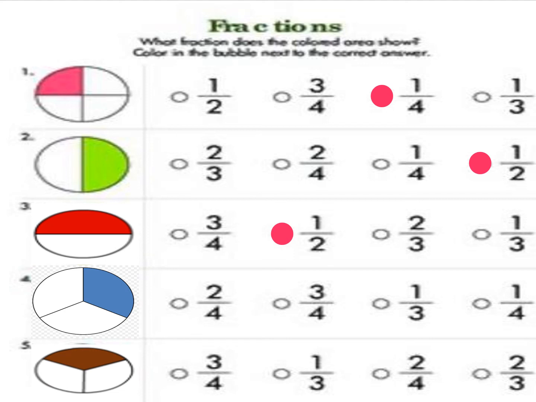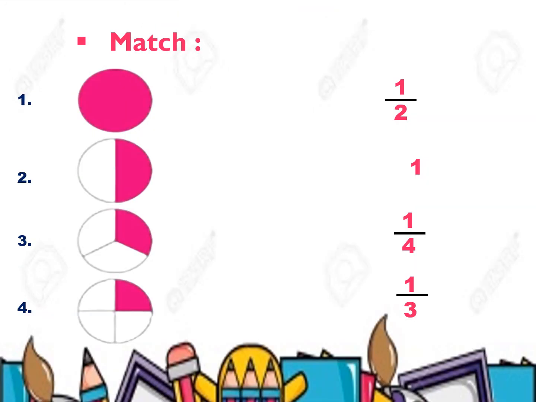1, 2, 3. I have the fourth one. 1, 2, 3. A circle divided into 3 and one part colored, so the total parts 3 and the part colored 1, so 1 over 3, 1/3. The last one I have 1, 2, 3. The total parts 3 and the part colored 1, so it will be 1 over 3, 1/3.